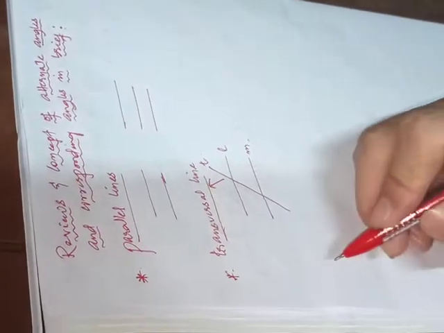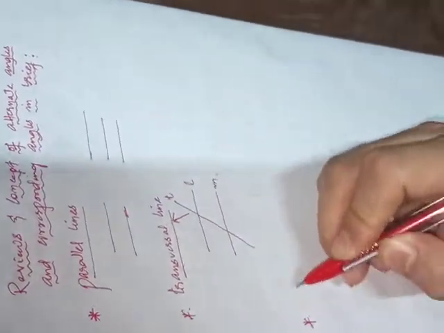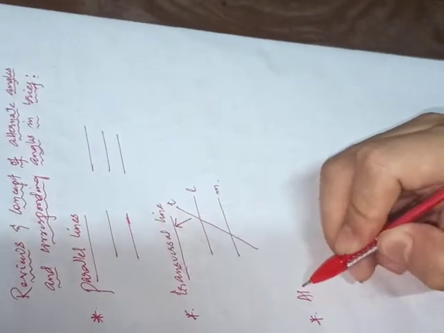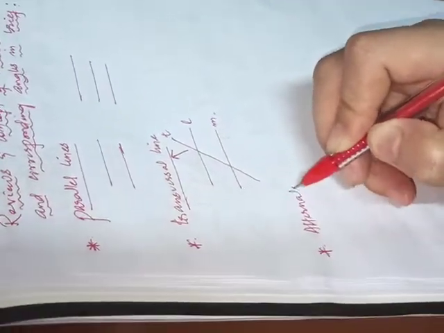Is it okay? I hope this is clear, right? So I'll repeat again. Parallel lines are two or more lines that do not meet or intersect, and a transversal line is a line that cuts through or passes through parallel lines. Now with this, let's talk about the topic for this video, that is alternate angles.